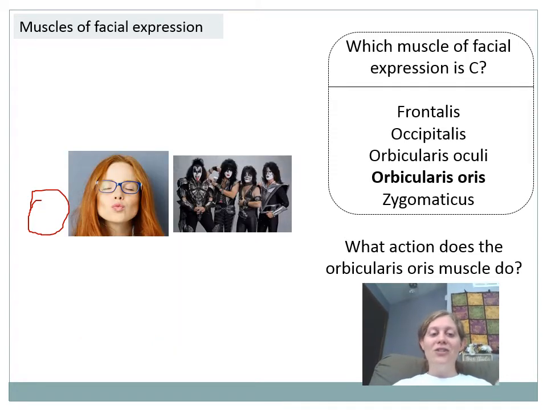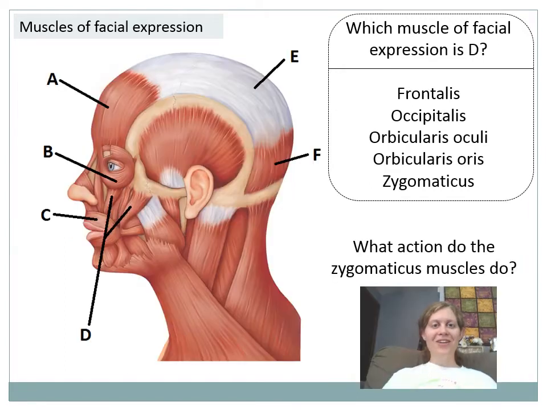So if you look over here to the left, that lady is puckering her lips using the orbicularis oris. And there's the band Kiss, because I didn't want to put two people kissing on here because that would be super awkward. All right, we are on to muscle D here. Take a guess as to what muscle D is.